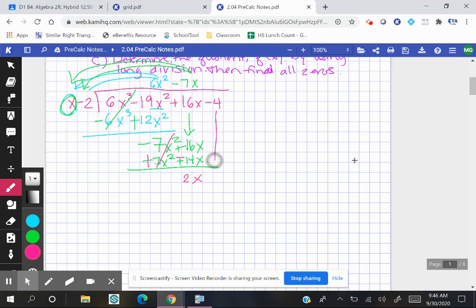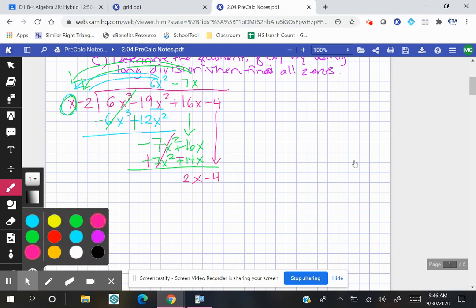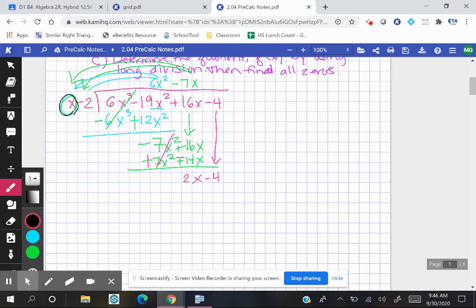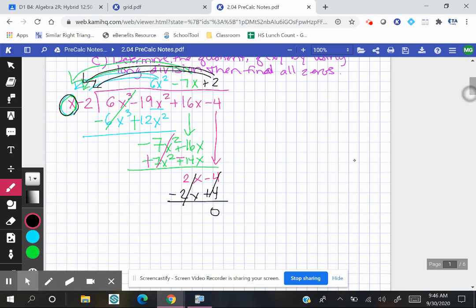These cancel. Bring down my next term, which is a minus 4. Now again, I'm looking at this x. X times what gives me 2x? Well, x times positive 2. Then I distribute. So I get 2x minus 4. Change my signs. This cancels. I get 0, which tells me x minus 2 is indeed a factor, which I already figured out from my calculator, but now I verified that algebraically.